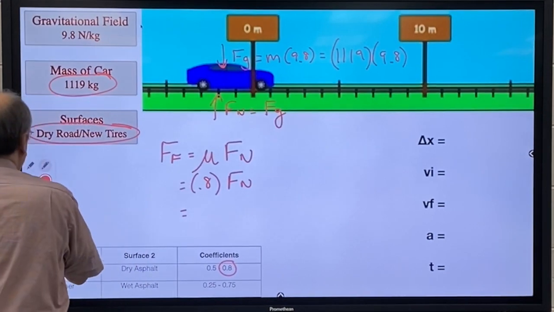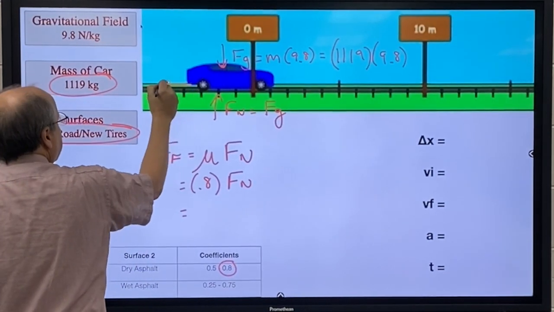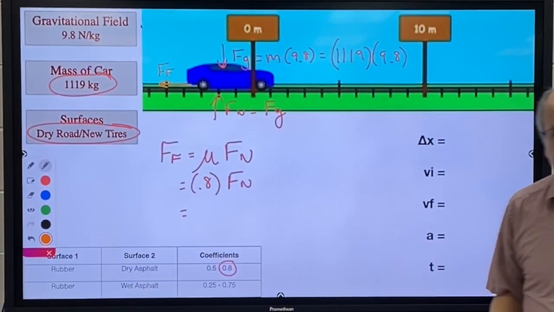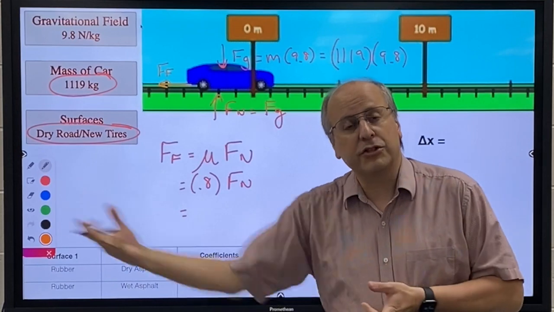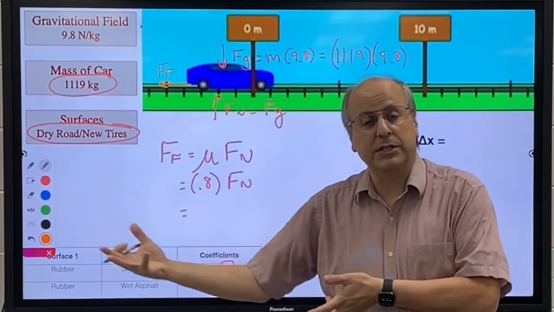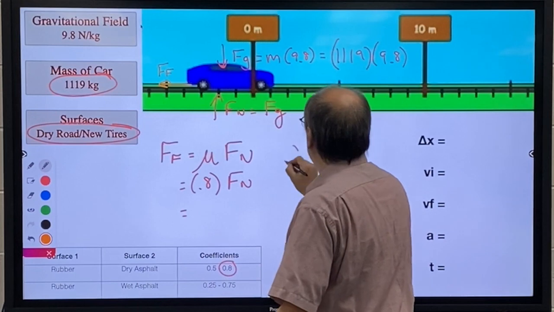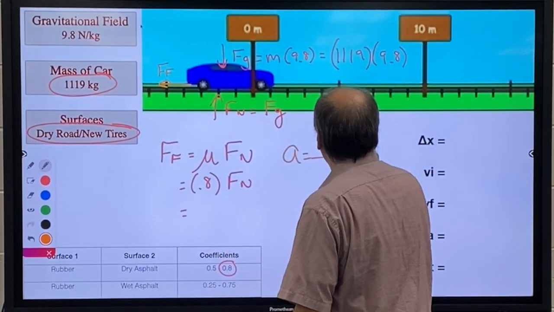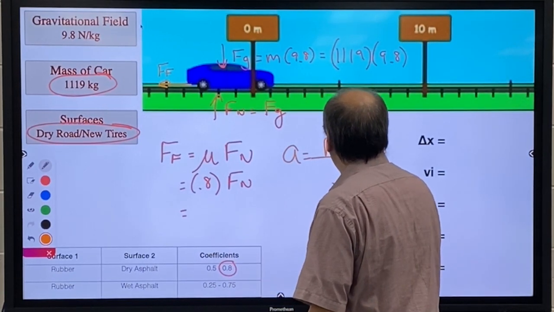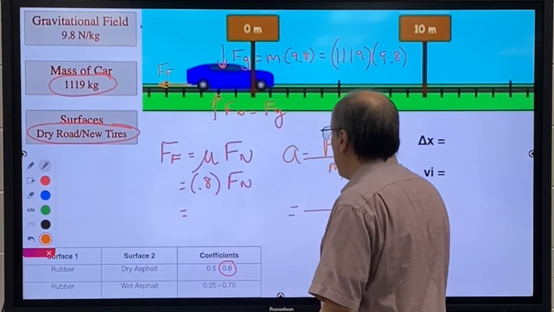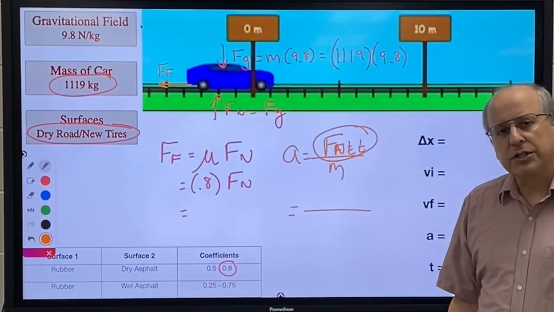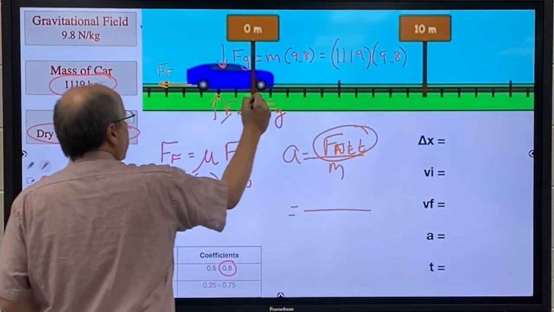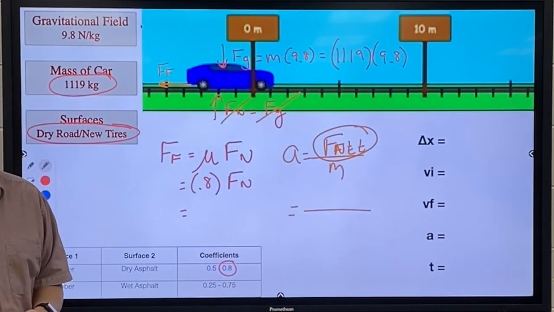The friction is the one that is trying to stop the car. There is no force tension pulling forward. It's just the momentum of the car that's trying to carry it forward, because objects in motion stay in motion. So then we go to Newton's second law. Force net over mass. The net force is just friction. Friction is the one that's slowing the car down. Gravity and normal are equal, but they're in opposite directions, so they cancel.